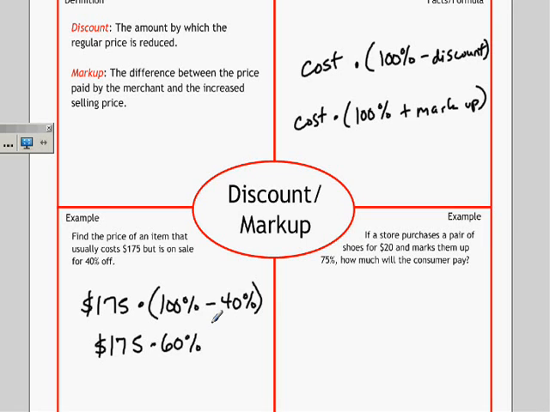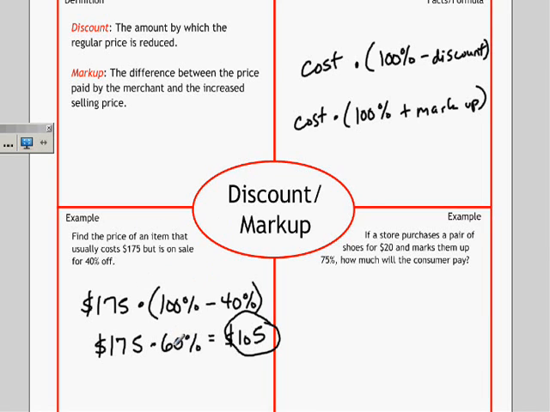So 175, I know 10% of that is $17.50. If I multiply that 6 times, that's going to be 105. So my final cost will be $105. Now if I took that 40% and multiplied it by 175, I get 70, so there's my difference there. So the cost of the item on sale is $105.